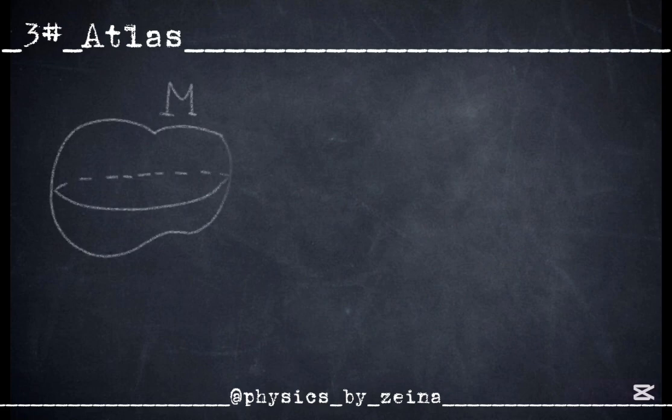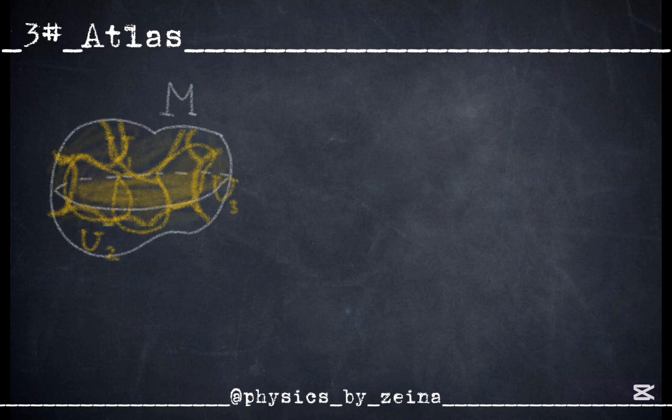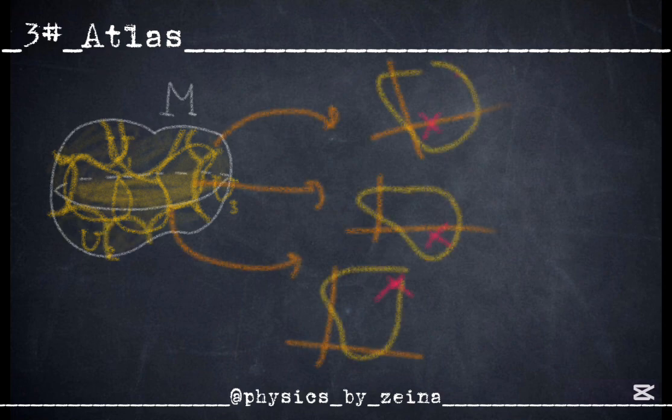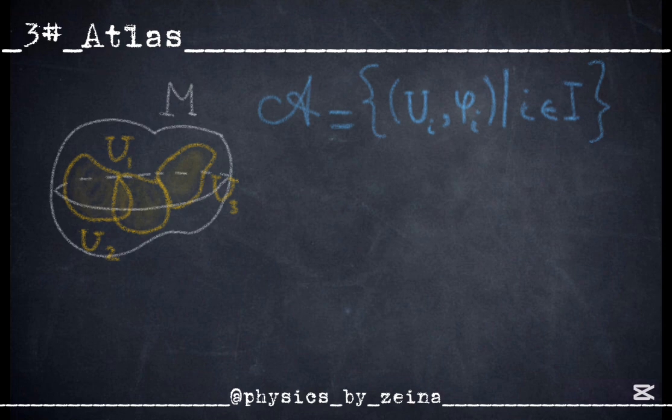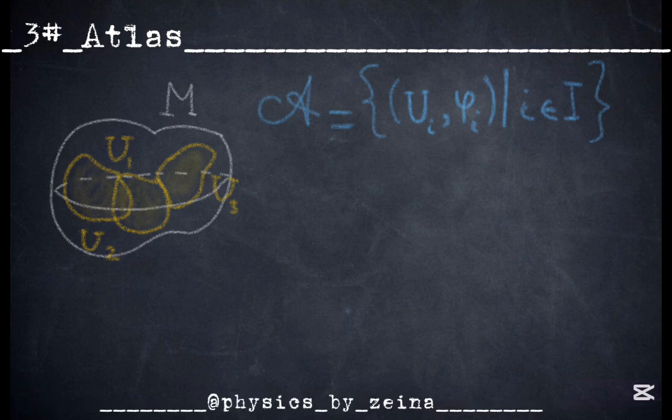An atlas is a collection of charts that covers a manifold. As each chart covers a different part of a manifold and maps the local coordinates for the area, switching them allows us to navigate the entire manifold. The atlas is represented by the charts (U_i, phi_i), where the index i belongs to the index set capital I, such that the union of the U_i covers the whole manifold.